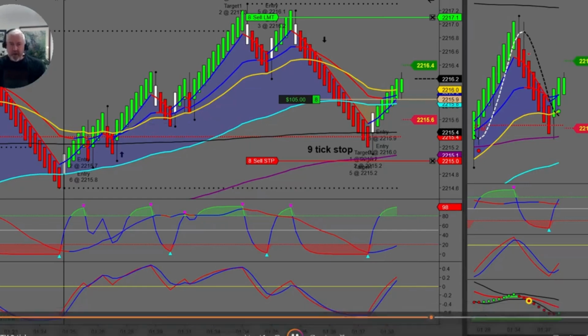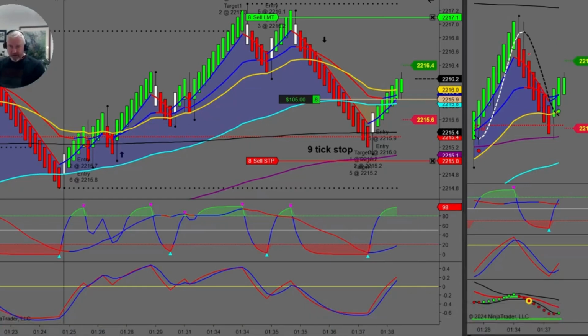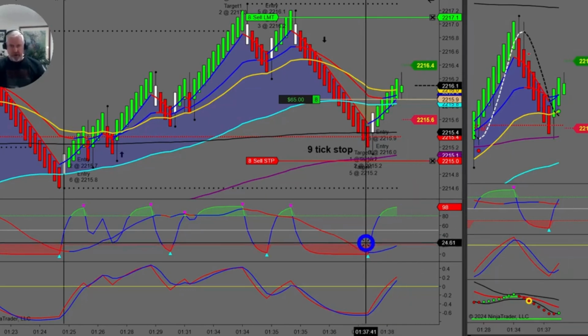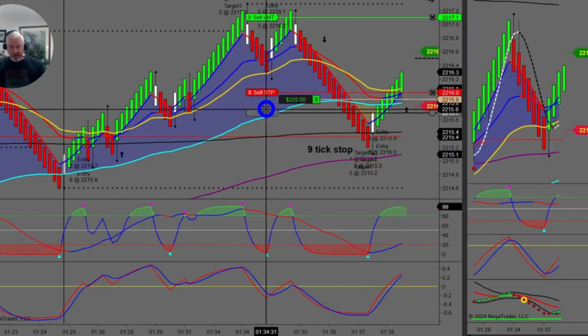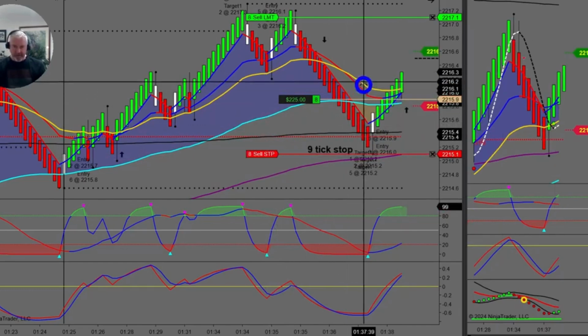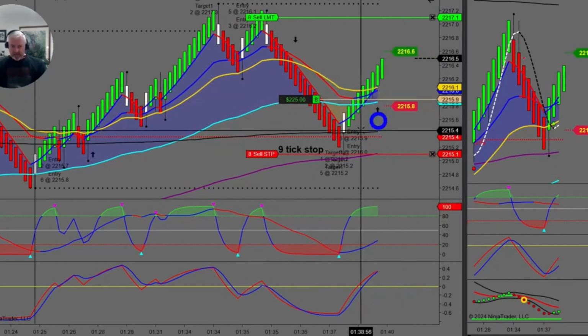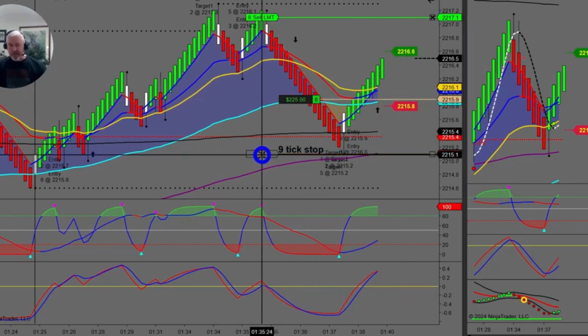Okay, so we are long. You can see there my target's up there just below the swing, that swing high. My stop is 1 tick below the swing. Here I'm sort of thinking, and that's the thing with trading. You don't have to be perfect, you just have to be consistent with your setups.